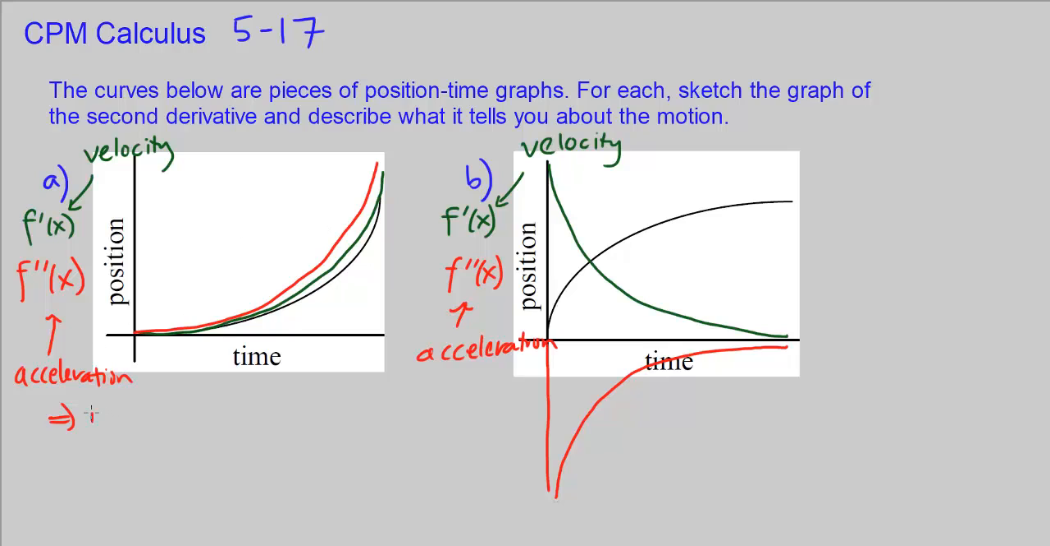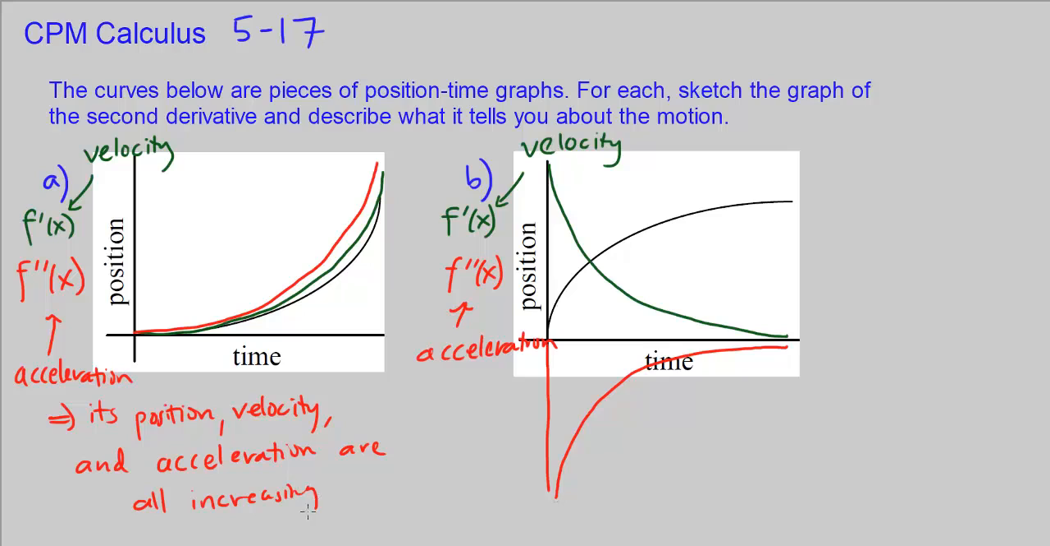So for this graph, what does it tell you about the motion of some object? We know that it's position, velocity, and acceleration are all, right? They're all increasing. Okay? Because we know that, again, the second derivative describes acceleration. So that's the first part of the question. The first part is to graph them. The second part is to say, well, what is that describing? The third is to say what it tells you about the motion.